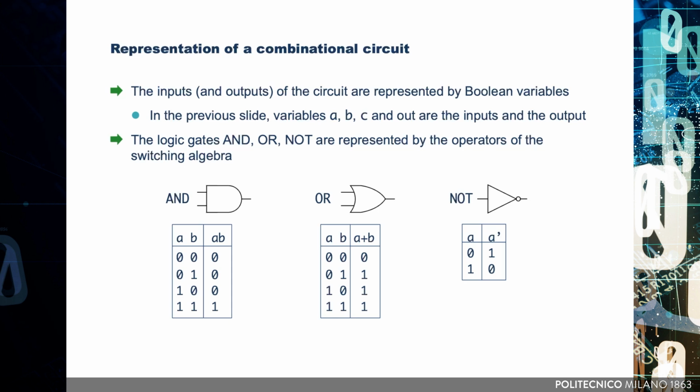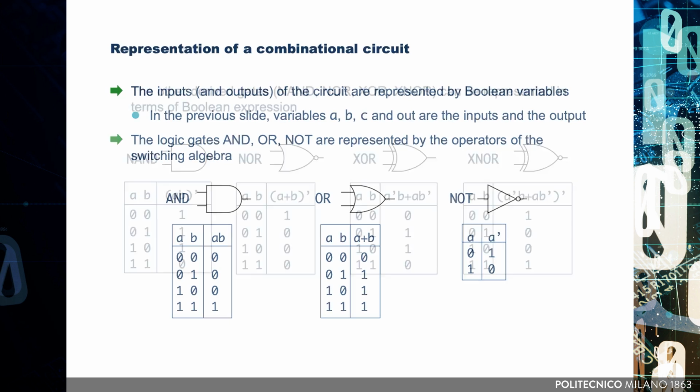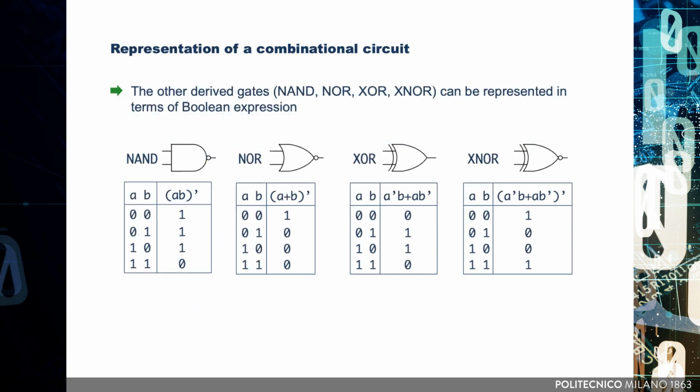In this slide, we show the graphical symbols of the three basic logic gates and the truth tables of their corresponding logical operators. The other derived logic gates, NAND, NOR, XOR, and XNOR, can be represented using Boolean expressions. For NAND and NOR, it is sufficient to negate the expression that produces the logical product and the logical sum, respectively. In the case of XOR, we derive the expression using the first canonical form, and finally, for XNOR, we negate the expression obtained for the XOR gate.